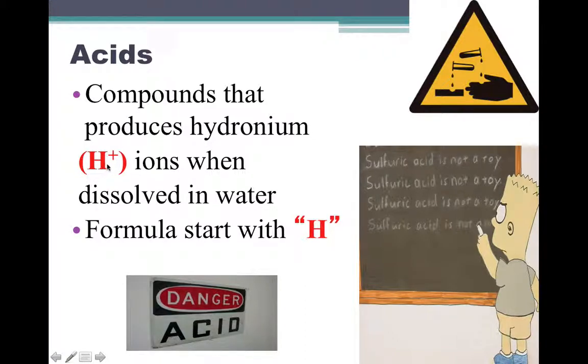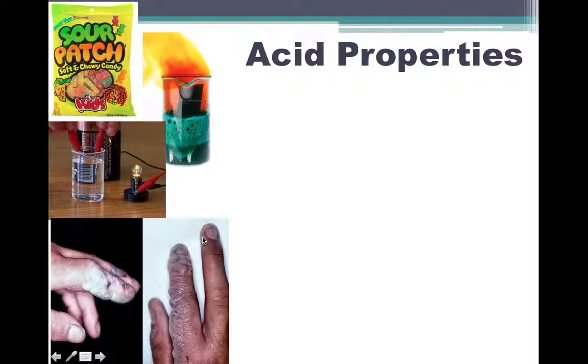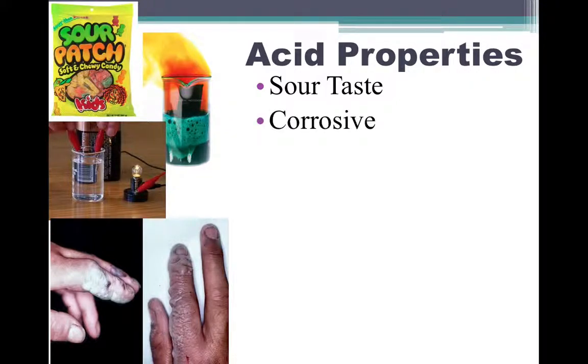Hydronium, again, is a positive ion. That means it's written first. Okay? So when we look at some simple properties of acids, the first one is sour taste. Think of the Sour Patch candy, lemons. If you were to eat a lemon, it would pucker up. It would have that sour taste to it.